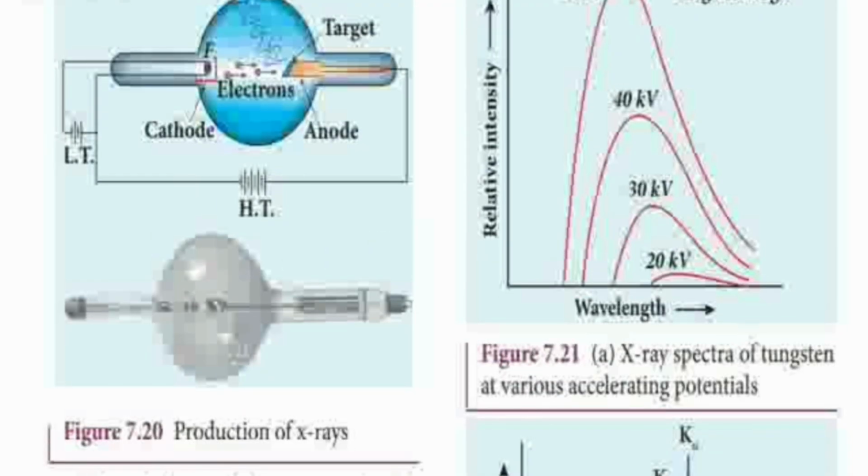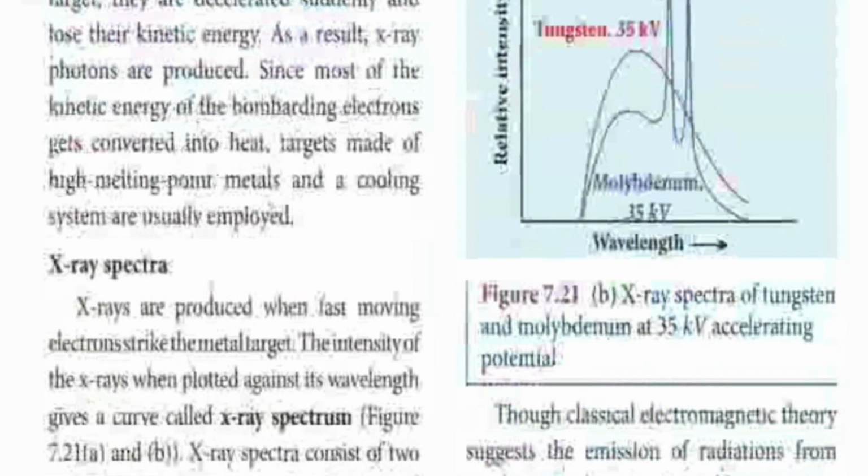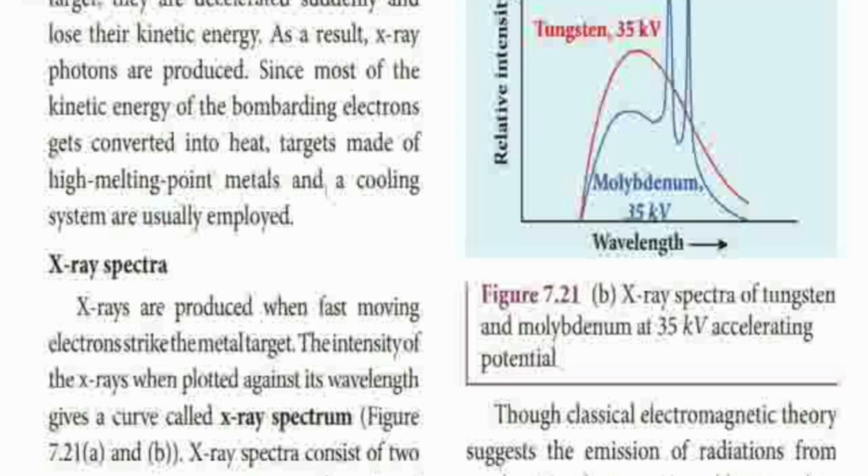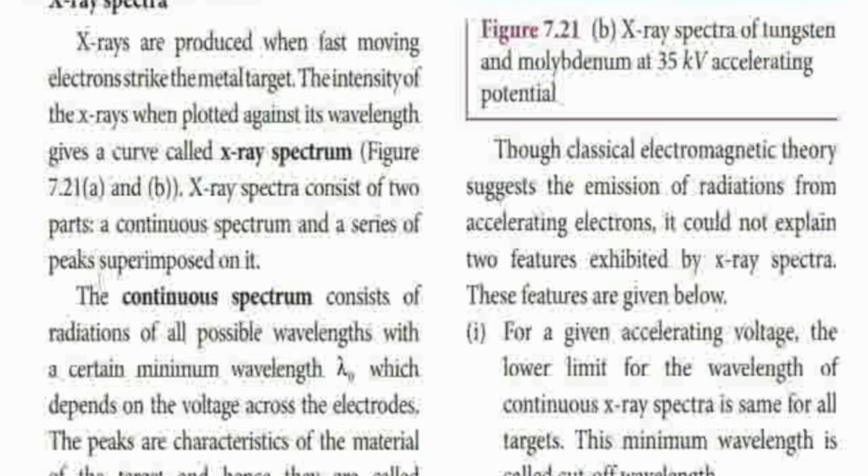You can see that image on the screen. So this is the Coolidge tube. This is the method of producing X-rays. Now, X-ray spectra. You know the word spectra. Spectra means it consists of a large number of frequencies. Visible spectra means that visible light contains the colors from red to violet. It contains 7 colors. That's why it's called a spectrum. Like that, X-ray contains a large number of frequencies. That's why it's called the X-ray spectra.